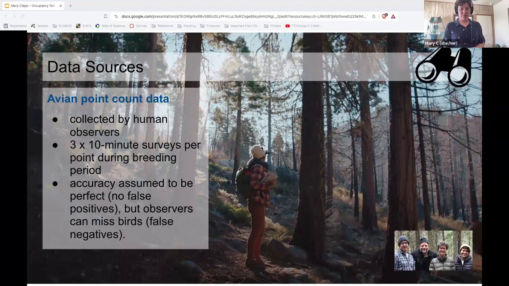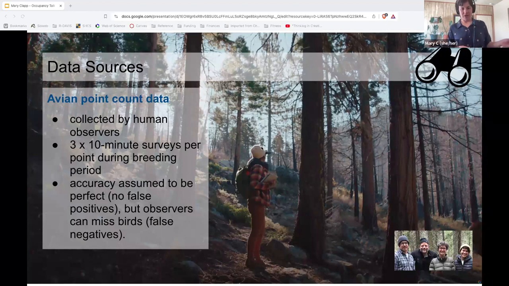These data are collected by human observers. They consist of three 10-minute surveys per point during the breeding period, during a fairly narrow window of the breeding period, which is about three. We were able to get these surveys done in between 3 and 4 weeks, typically around the month of June. And the observer stands at one spot and records every single bird that they perceive within a certain radius, and then move on to the next point.